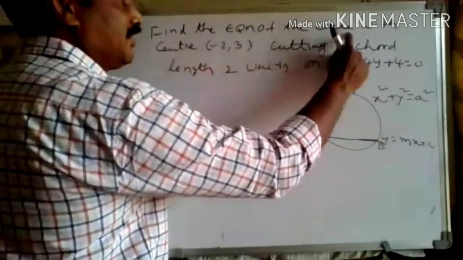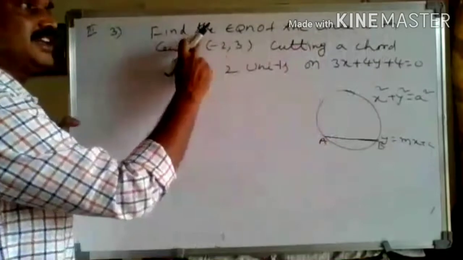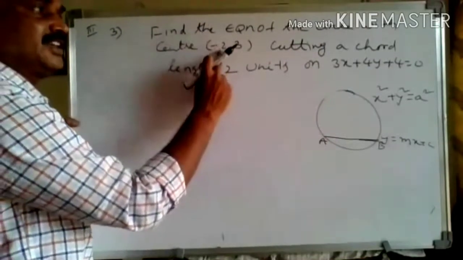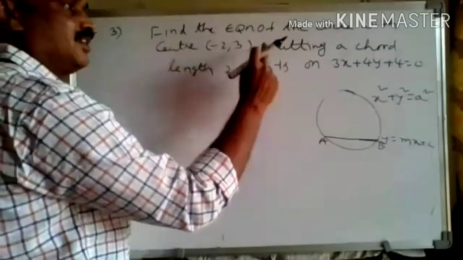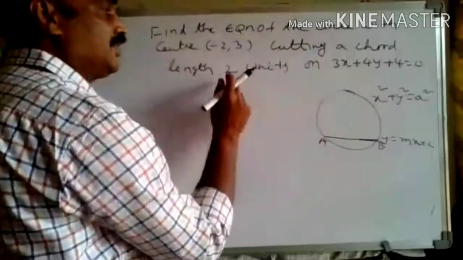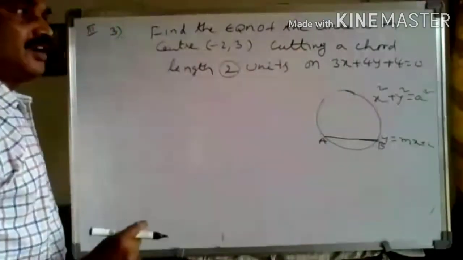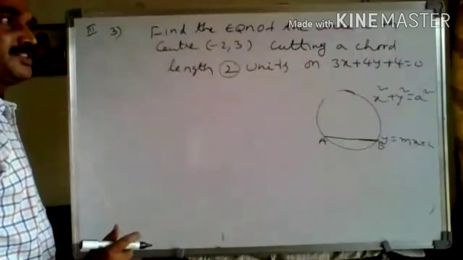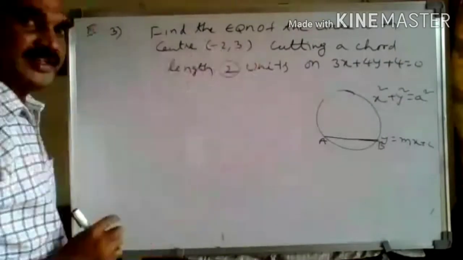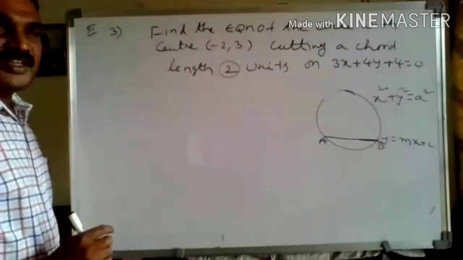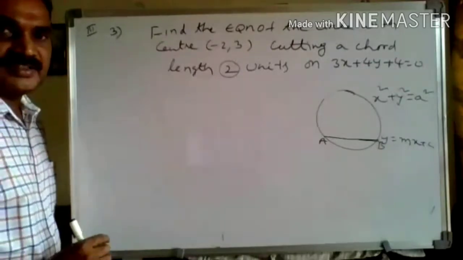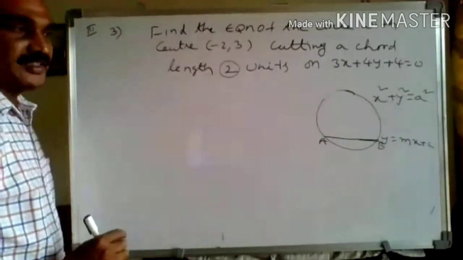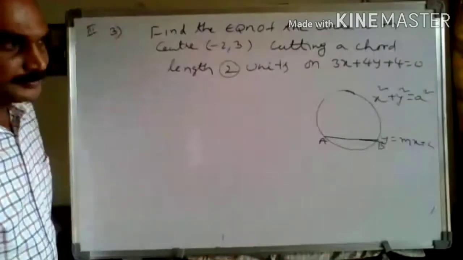Find the equation of the circle with this. Here we calculate the equation of the circle. Center minus 2 comma 3, cutting a chord of length 2 units on 3x plus 4y plus 4 is equal to 0. Center h comma k, radius r, the equation of the circle is x minus h whole square plus y minus k whole square is equal to r square.